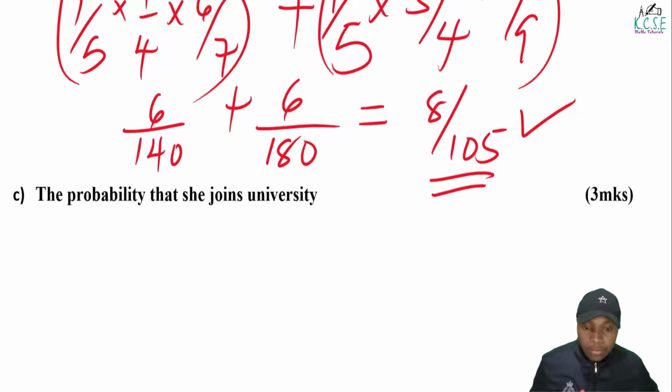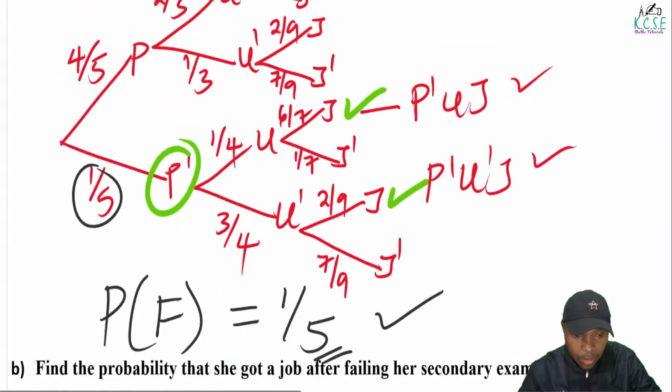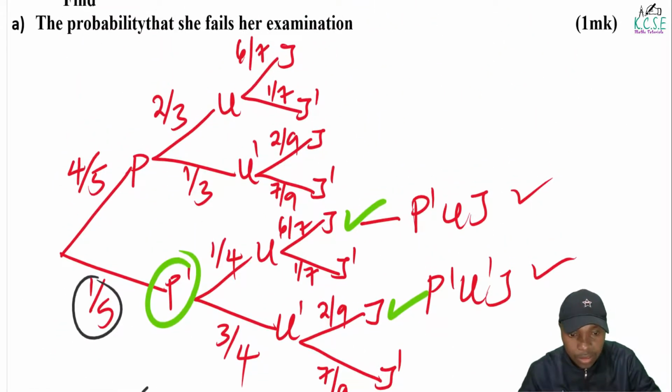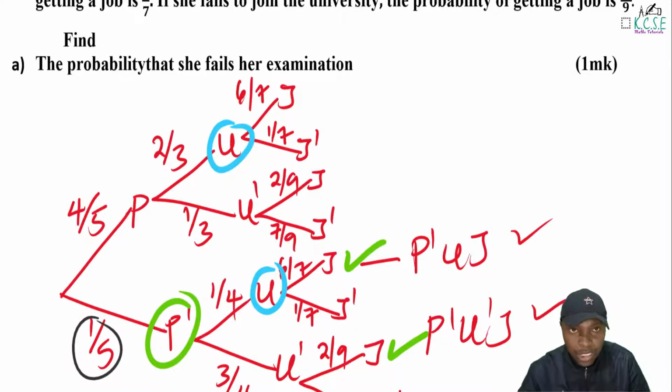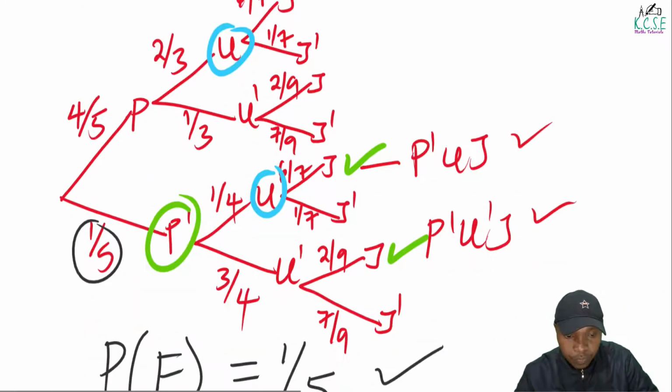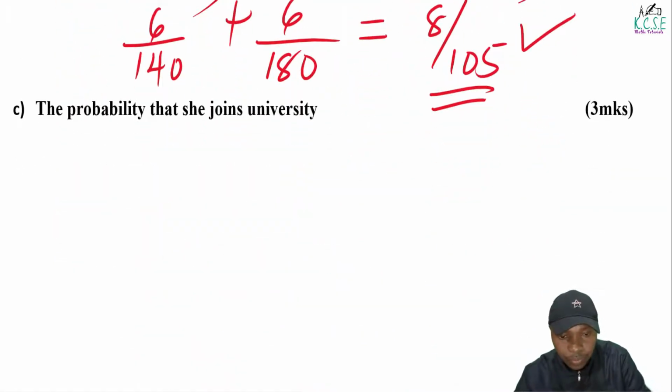So part C, find the probability that she joins the university. So you go to the tree diagram and find instances where she joins the university. Okay, in the tree diagram, joining university is indicated by U, not joining the university, U prime. So we are going to consider these joining the university, and this one is joining the university. J is for getting the job. So joining the university will be PU.